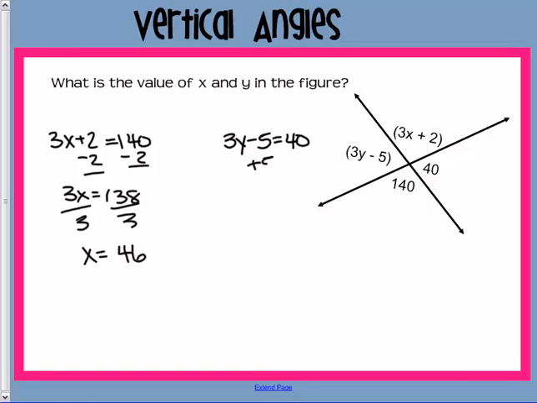Over here, add 5 to both sides. 3y equals 45. So if we divide by 3, y equals 45 divided by 3, which is 15. Okay? Hopefully you got those. If not, go back and rewatch the examples that I showed.